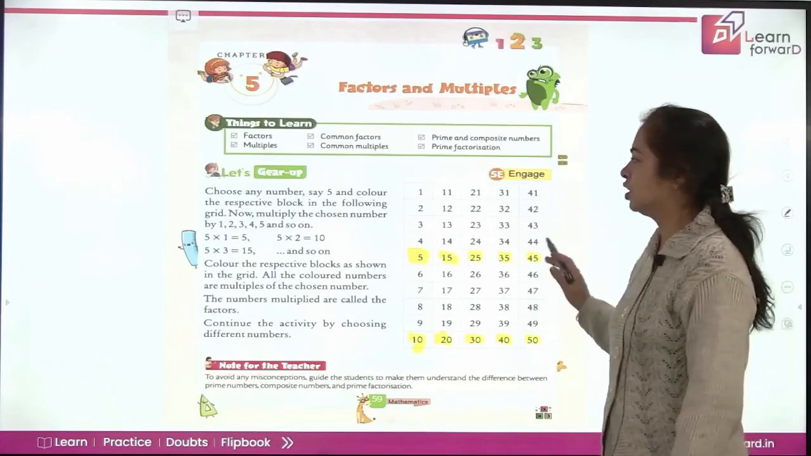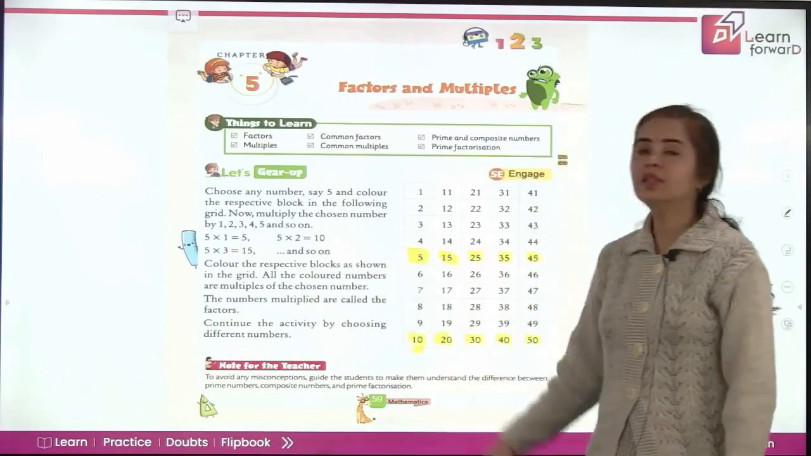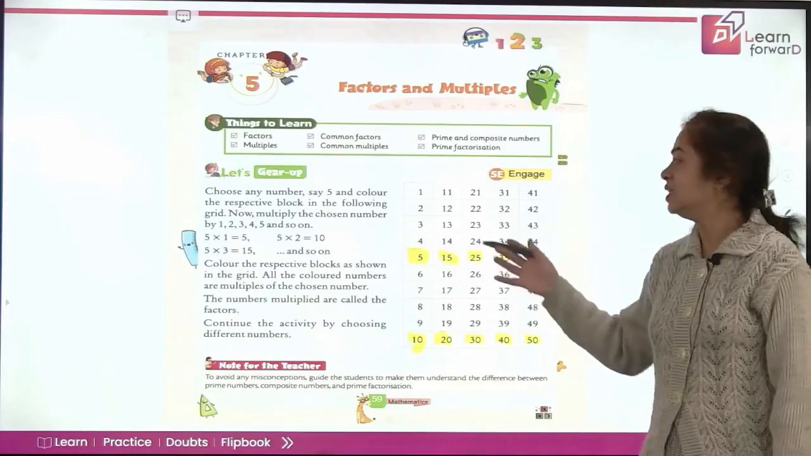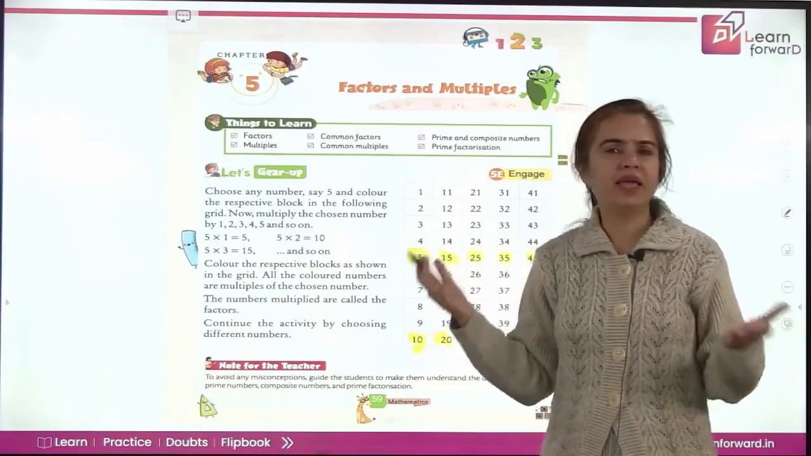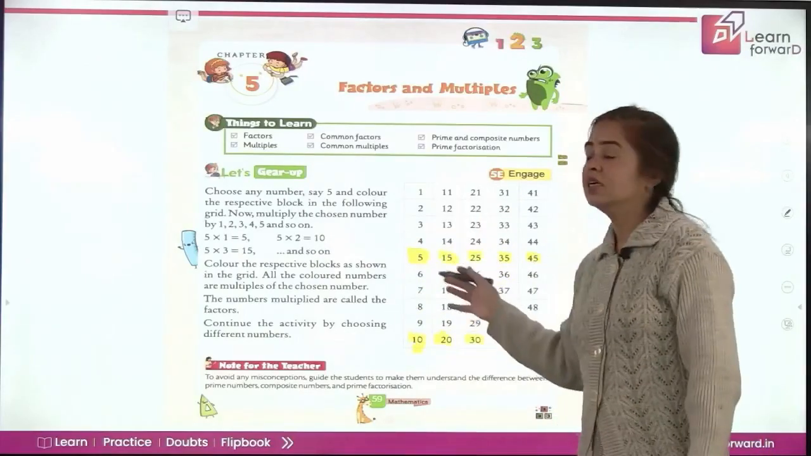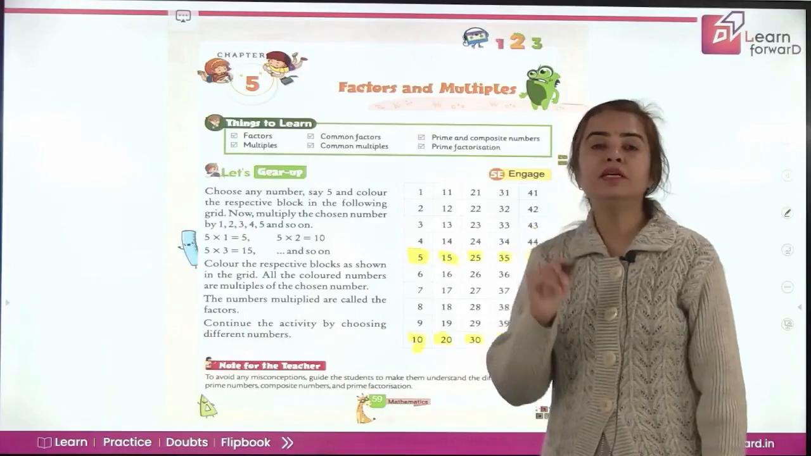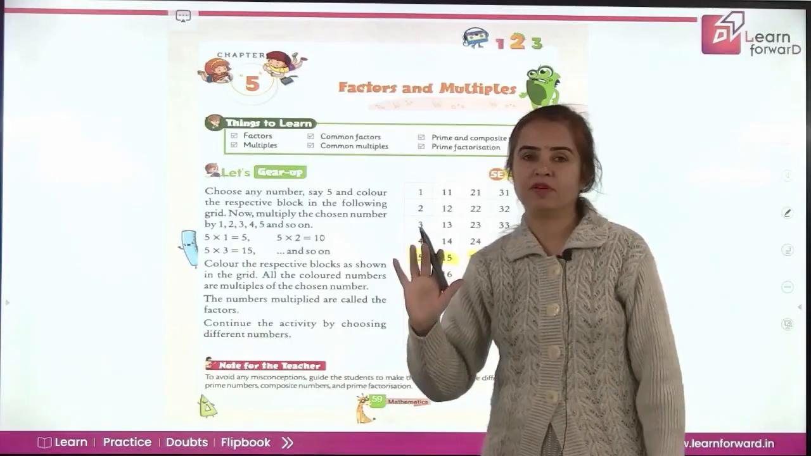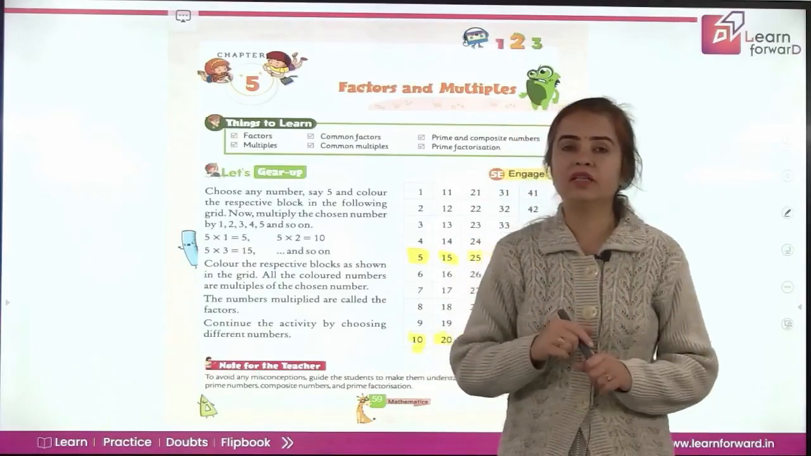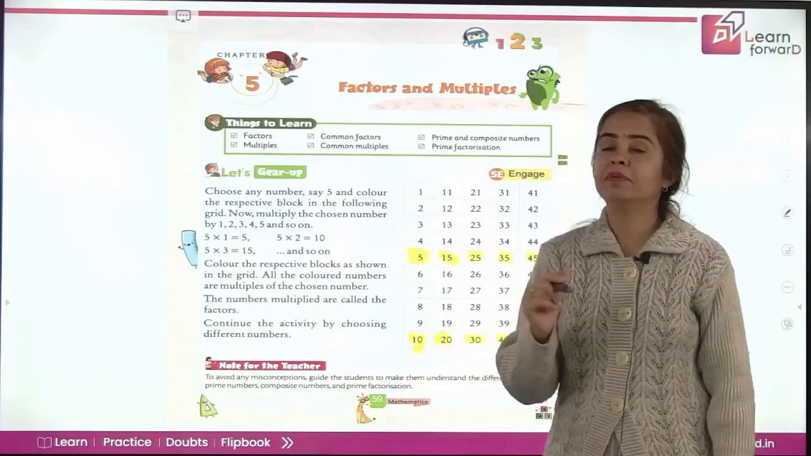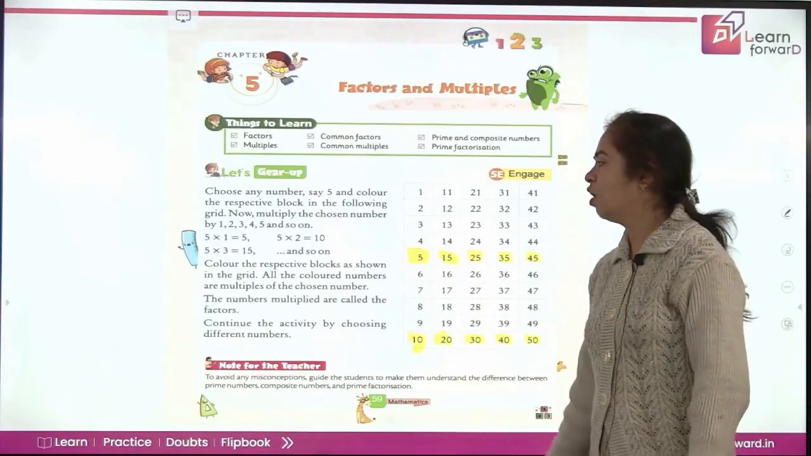So we have shaded all of them. Color the respective blocks as shown in the grid. All the colored numbers, do you know? These numbers we have got after multiplying 5 by any number, and these shaded numbers, the selected numbers, are called multiples of 5. So we get these numbers after multiplying. You can correlate the word with multiply, and remember they are the multiples. Okay. So these are called the multiples of 5.